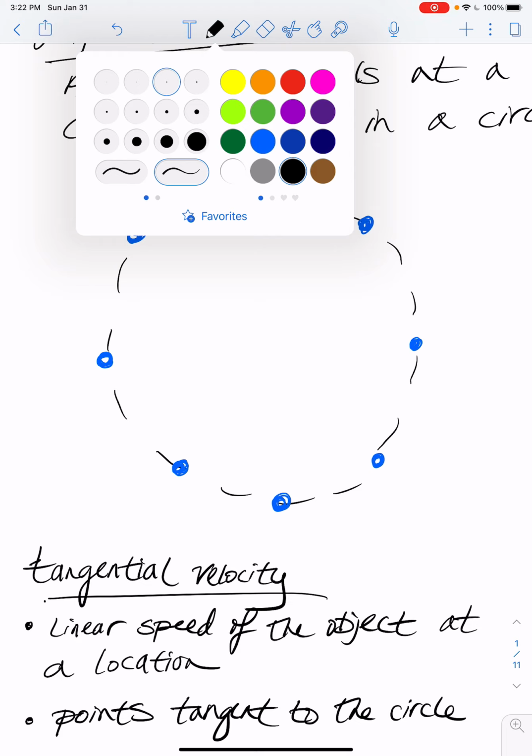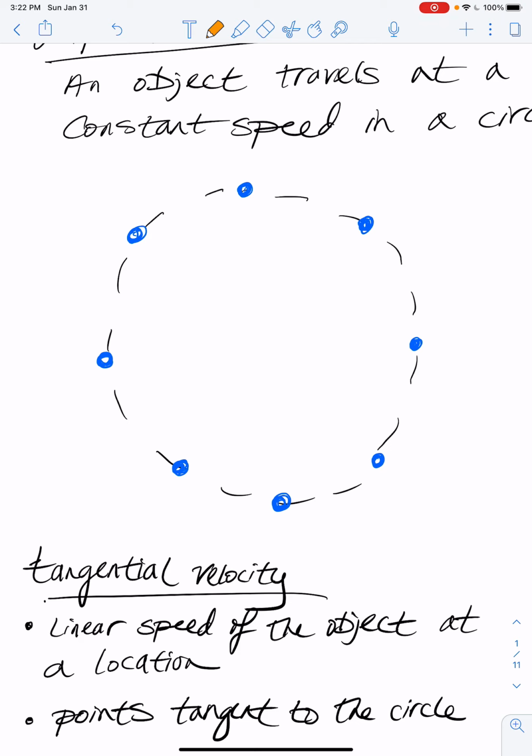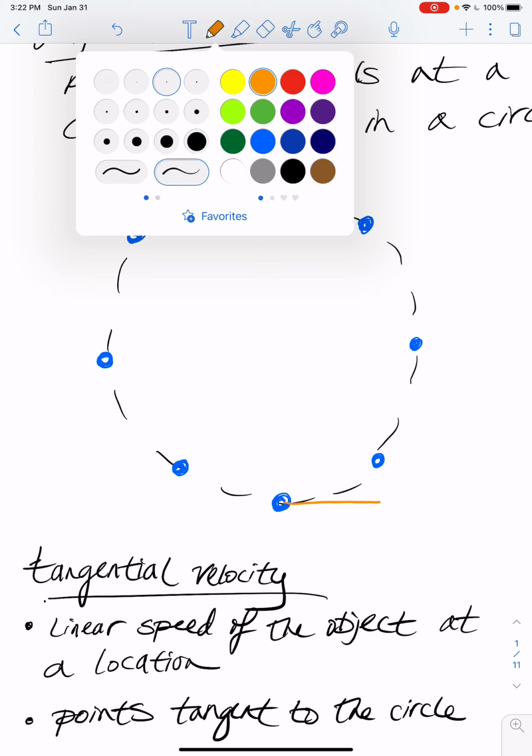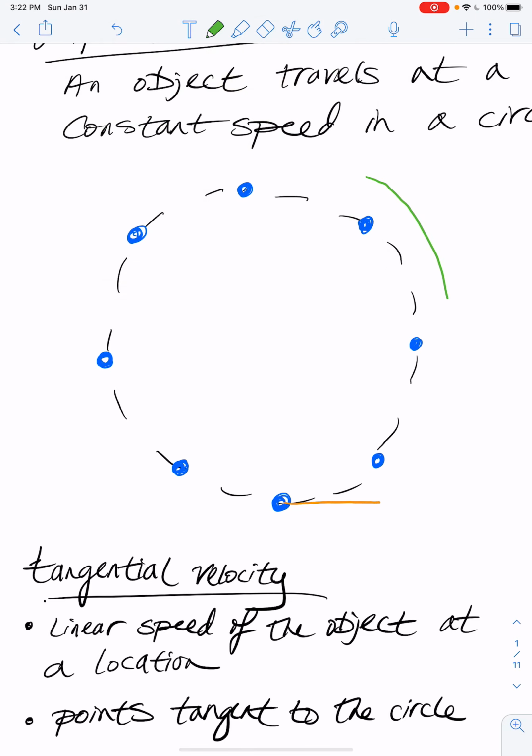So if I draw this tangential velocity, let me go ahead and pick a color here. Such a hard choice. All right. If I draw this tangential velocity, and maybe this object has an angular velocity where it's moving like this, and so this would be counterclockwise. Going about the circle counterclockwise, just driving in a circle. Maybe it's a car driving in a circle.